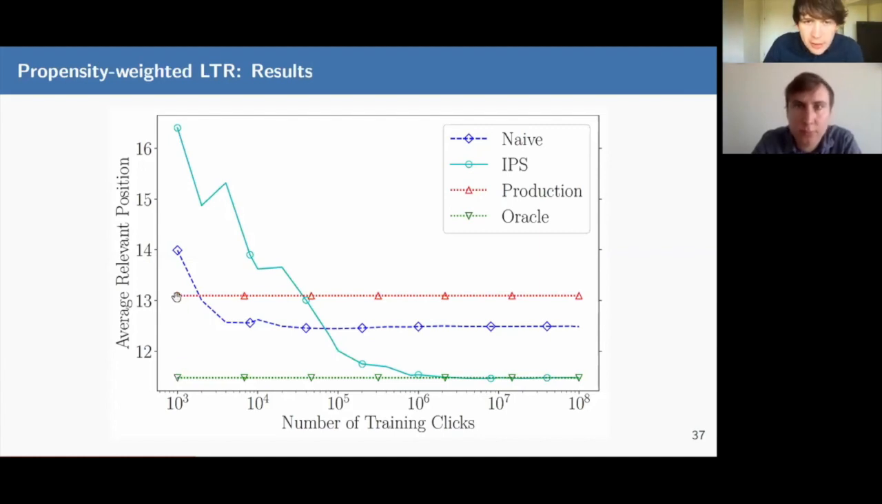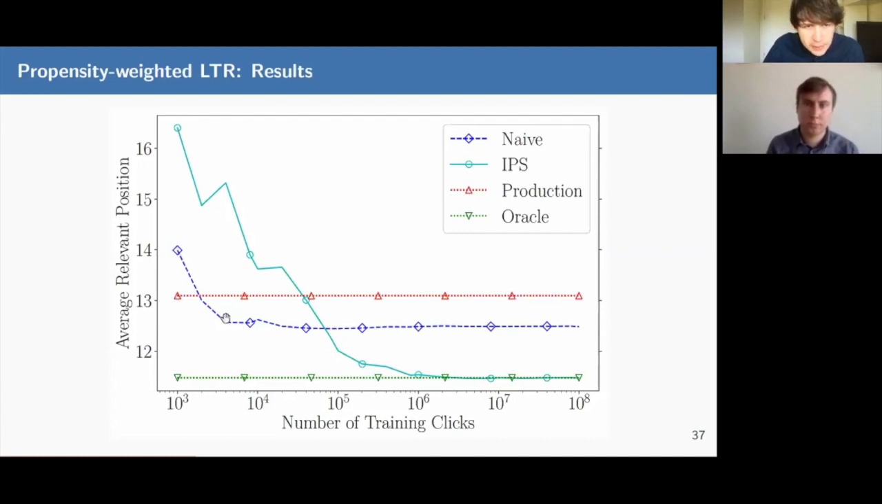Our production ranker, the ranker that we use to get our clicks, is over here at rank around 13. This is what we use to get our clicks. So we have a system that is not that bad. It's not horrible, but it's very far from being the optimal ranker, right? There's still a lot of room for improvement.